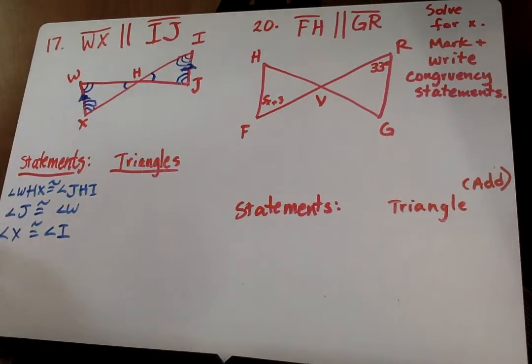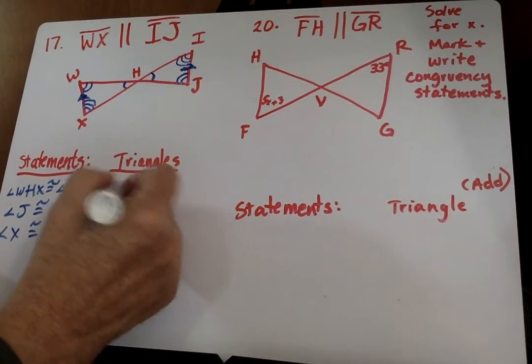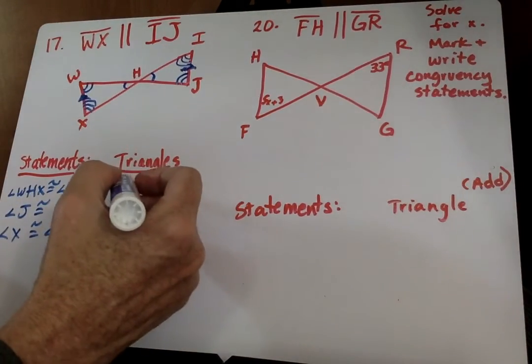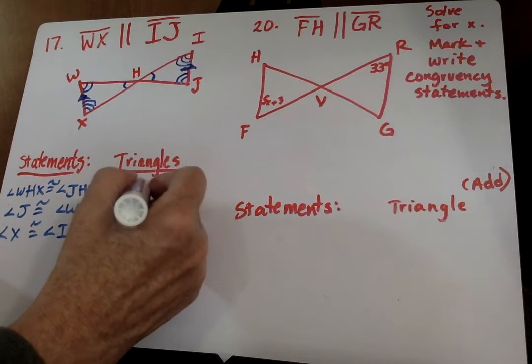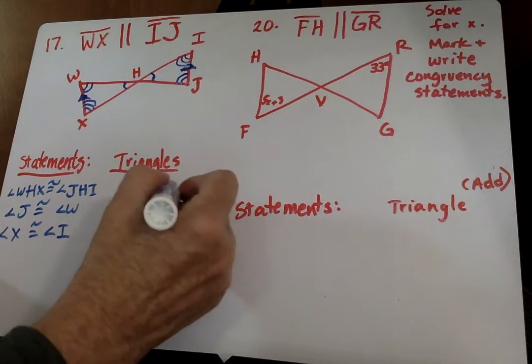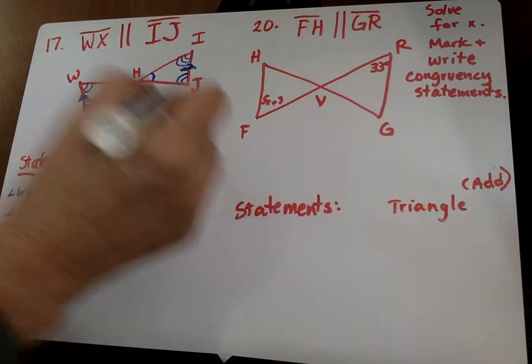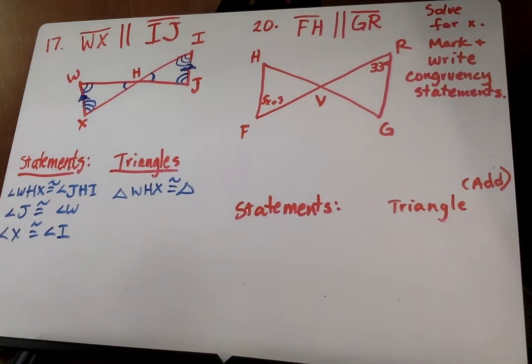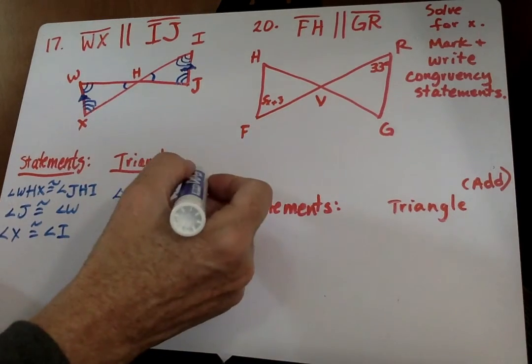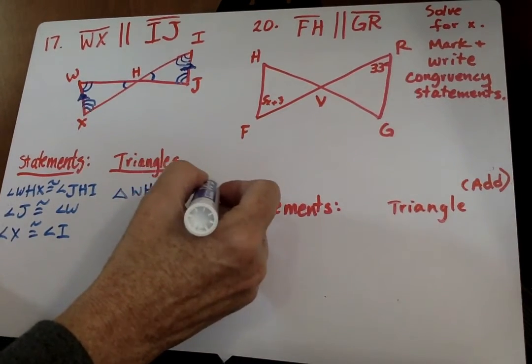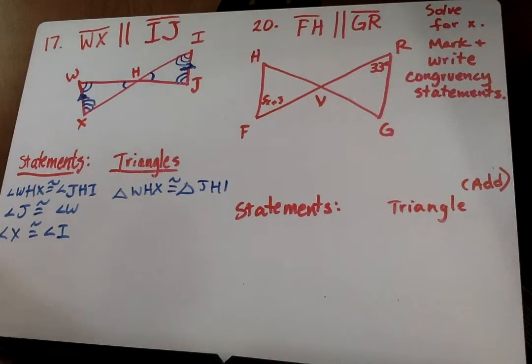Okay, now we can say that our triangle WHX is congruent to triangle JHI. And we're done.